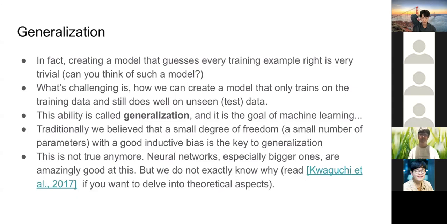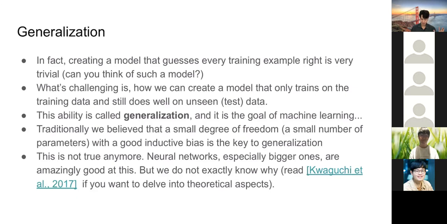Getting everything in the training right. That's why you should never, obviously, use your test data as training examples, because it's very trivial to get your test examples right if you see them during training. So what's challenging is how we can create a model that only trains on the training data and still does well on unseen test data. And this ability is called generalization.